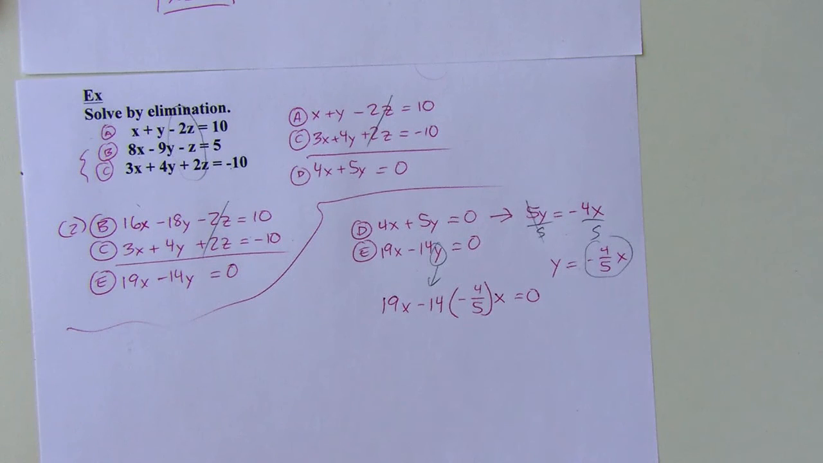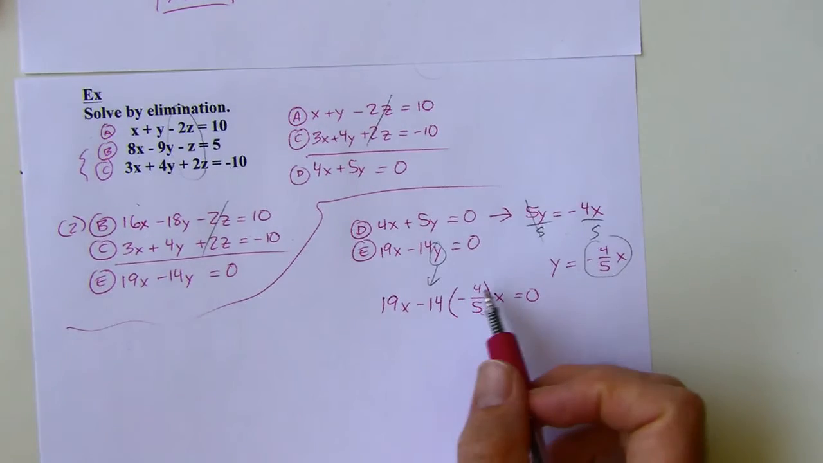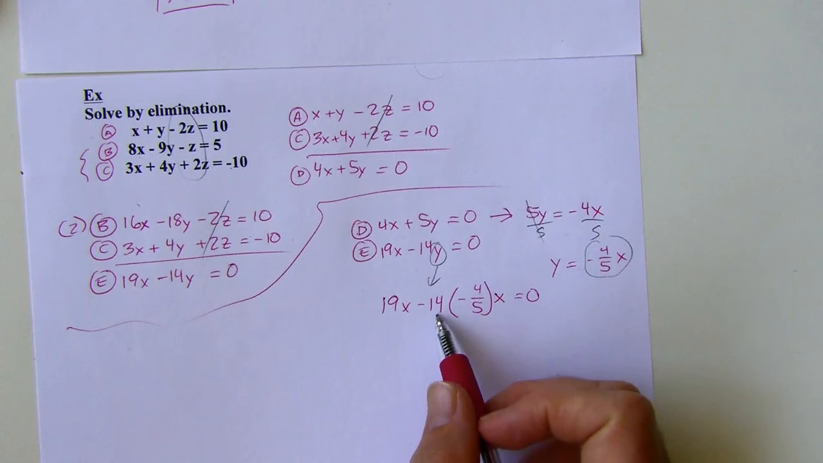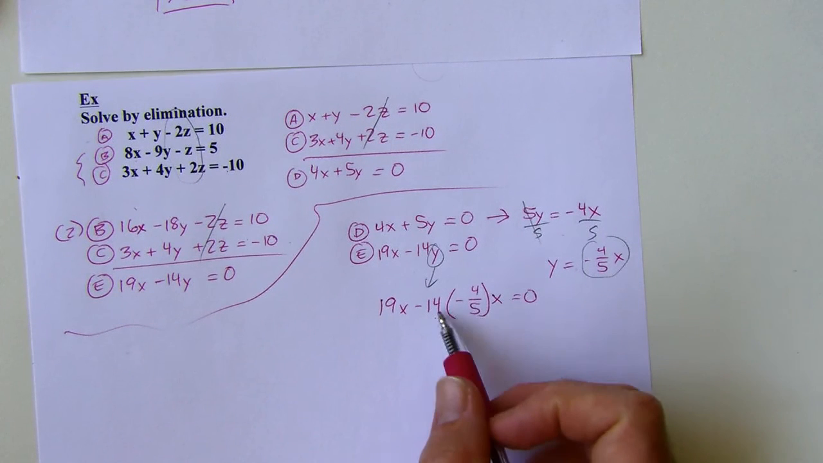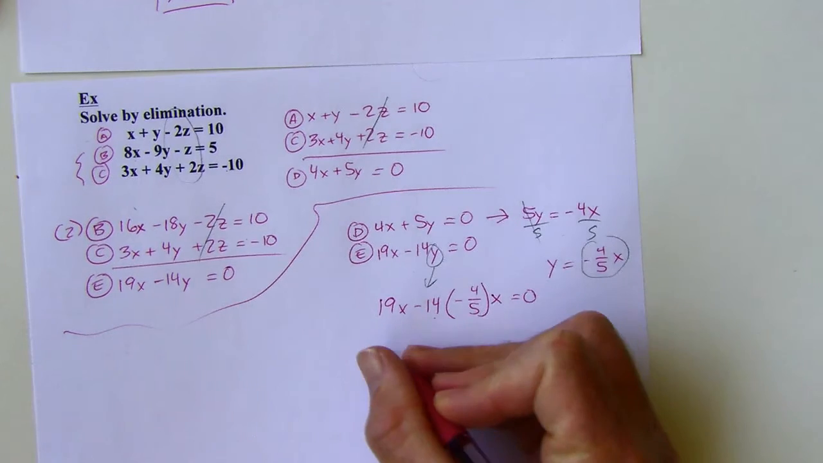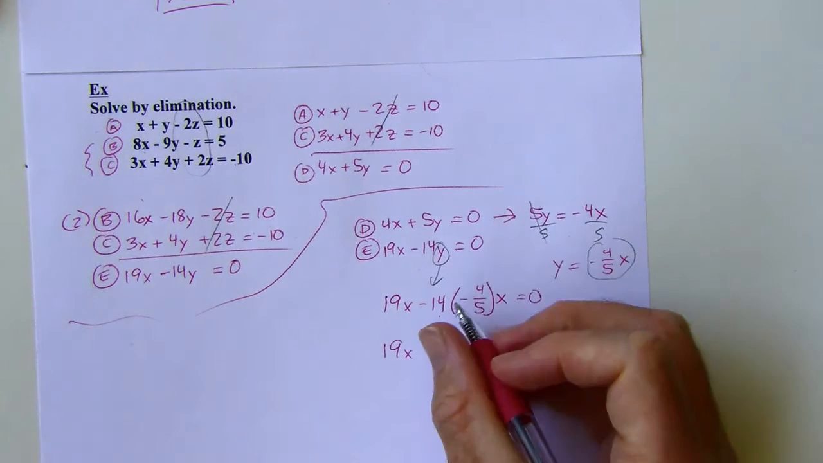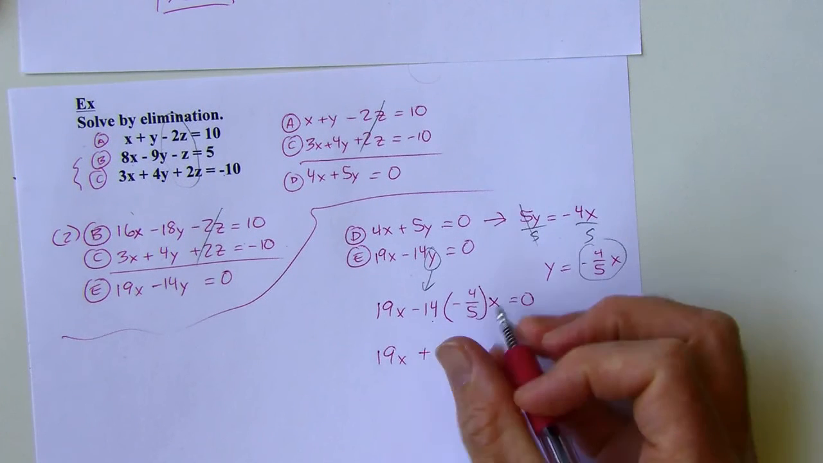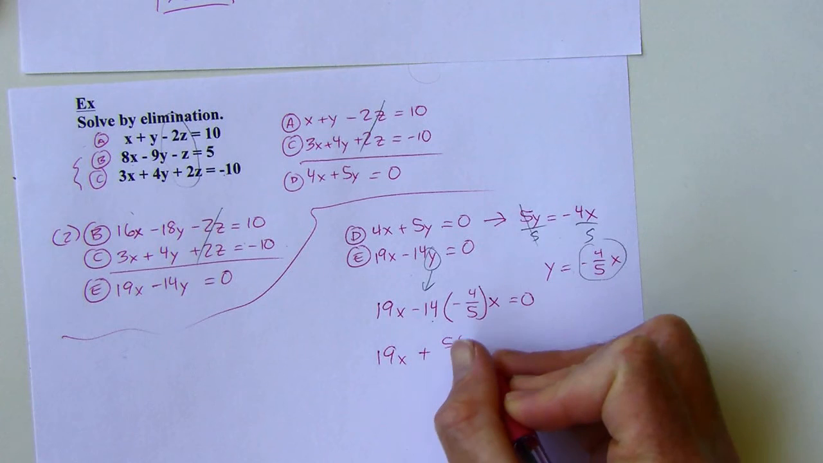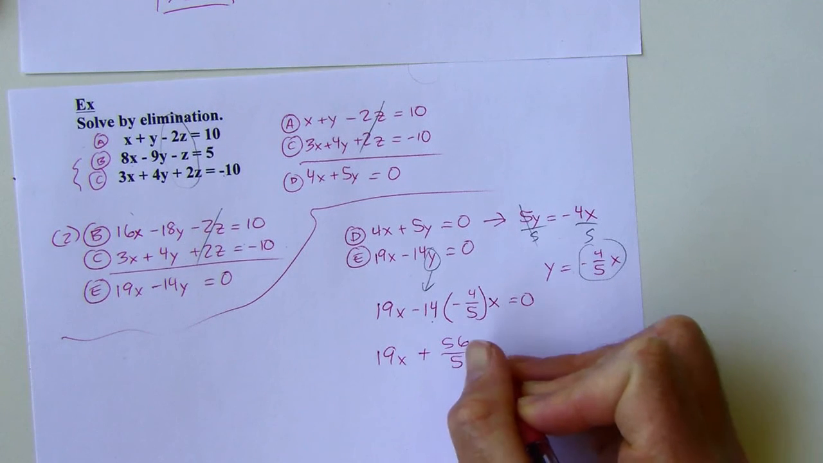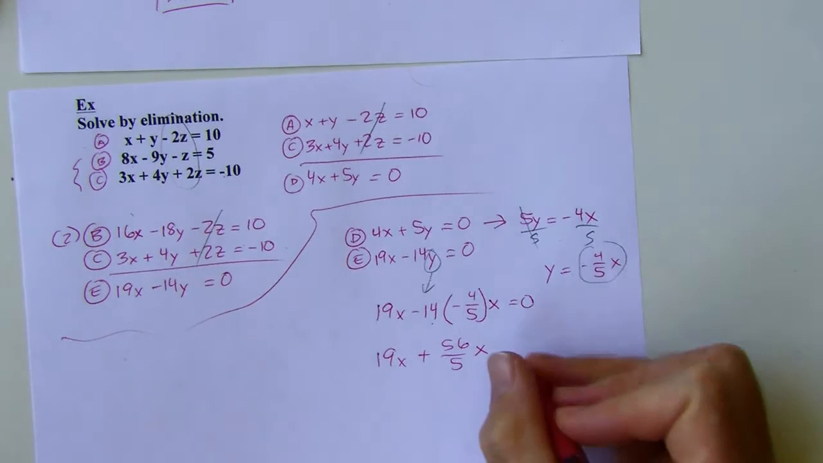So first, I'm checking 14 times 4 is going to be 56. I'm thinking this is 14 over 1 times 4/5, right? So I'd multiply 14 times the top number. And a negative times a negative is going to be positive. So I've got 56 over 5.